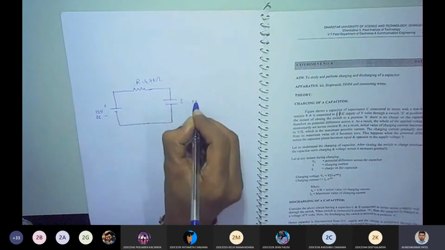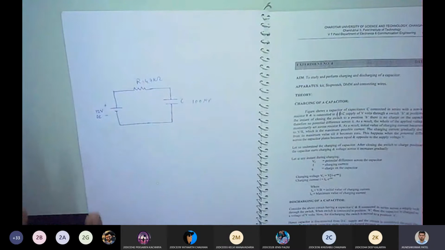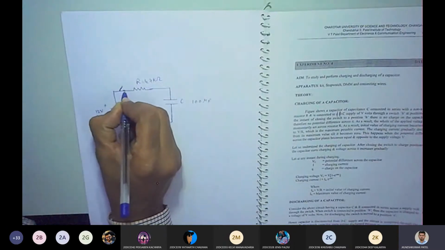Suppose this capacitor is of 100 microfarad. I just take this for reference purpose. Ultimately, we use different figures for different component values in our real experiment. So what happened? Suppose here we have one switch also, so it is easy to understand.